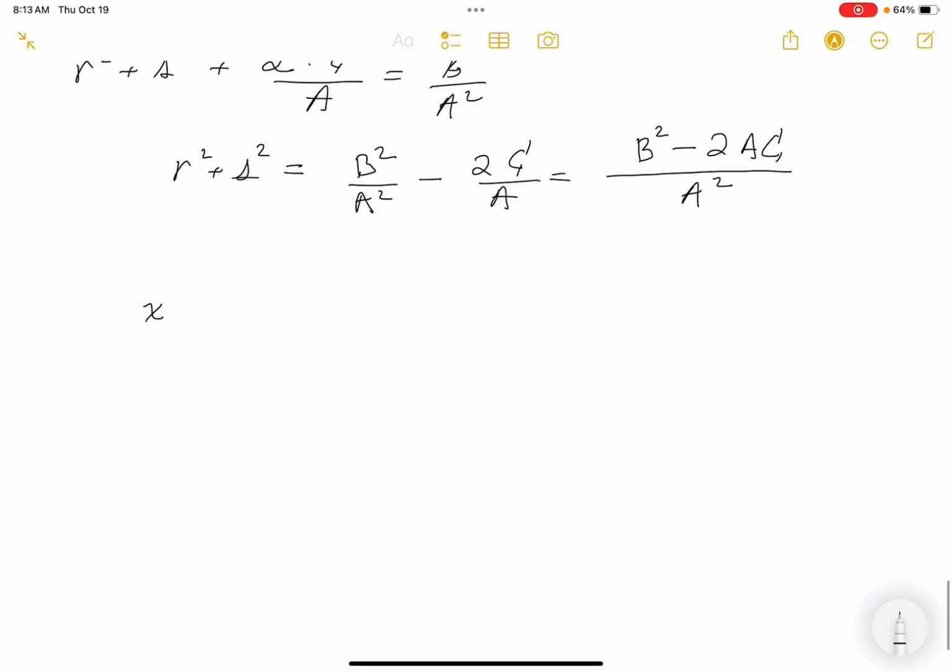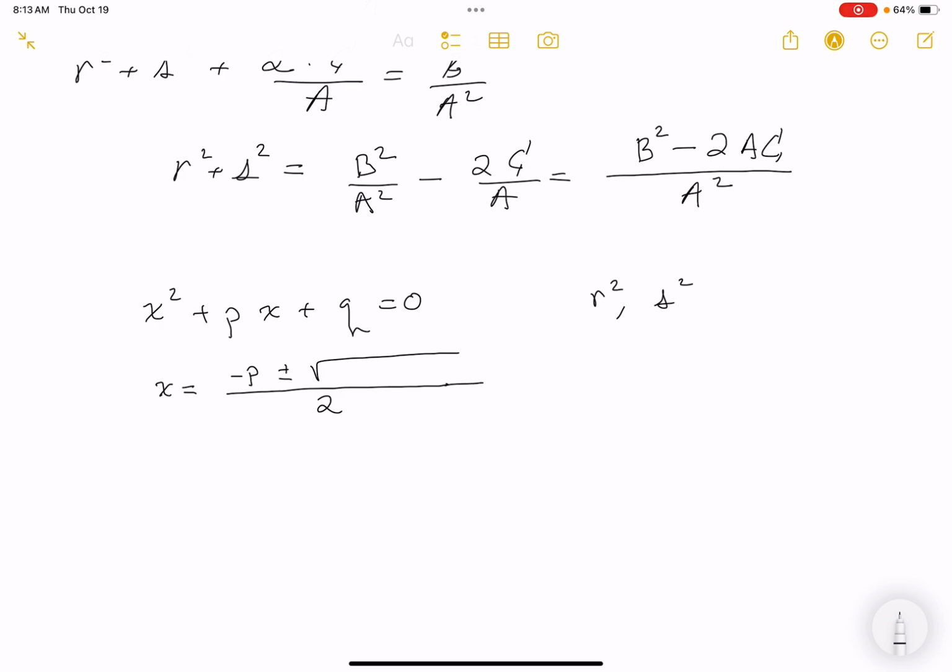So I'm going to write x squared plus px plus q is equal to 0. And they want the roots of that to be r squared and s squared. All right? So what I'm going to do is just tell you what x is. And what's x going to be? x is equal to, and this is the root, by the way, minus p plus or minus, you're going to get the square root of p squared minus 4 times a times c, which is 4q.